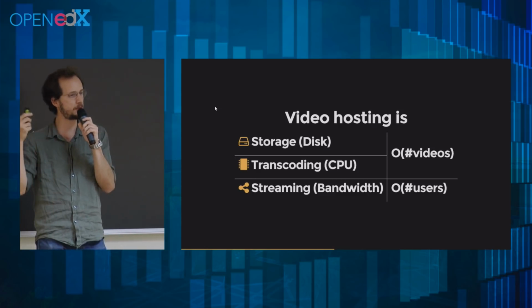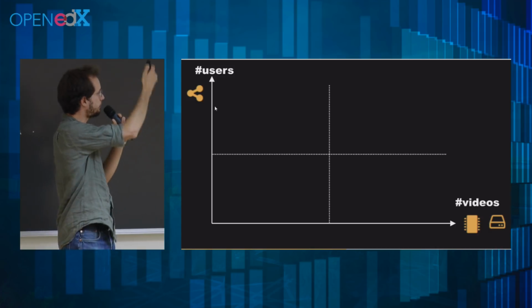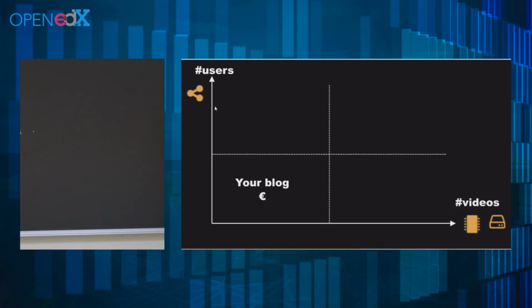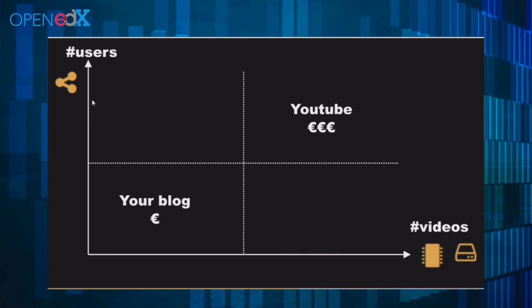Okay, so how much is this going to cost you? If you make a graph with the number of videos and users, maybe you have a personal blog, it's here. You have few users, you have few videos. On the other hand is YouTube. YouTube has many users, many videos, very expensive, you don't want to beat them. And then at the bottom right, many videos, very few users, MySpace, I don't know. But you are at the top left corner. You have few videos because you're a MOOC platform, but you have many users. So the cost is not going to be that much.